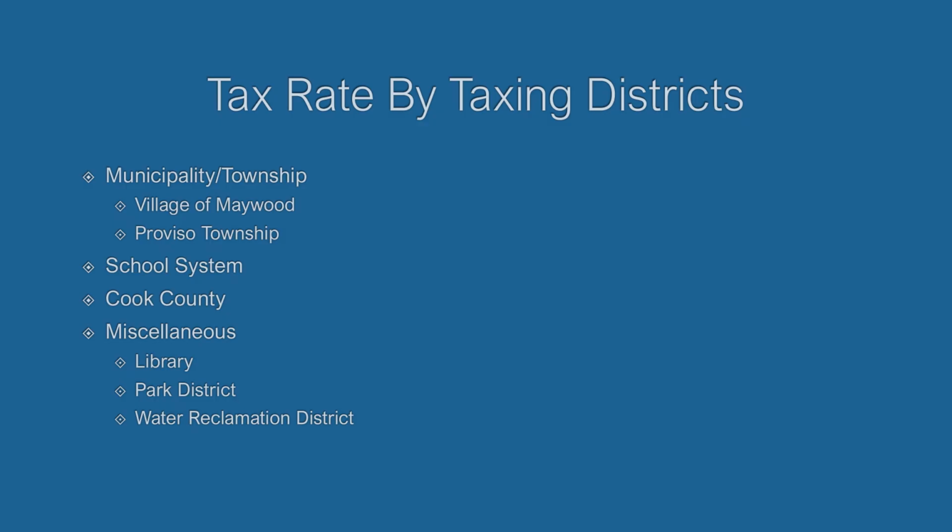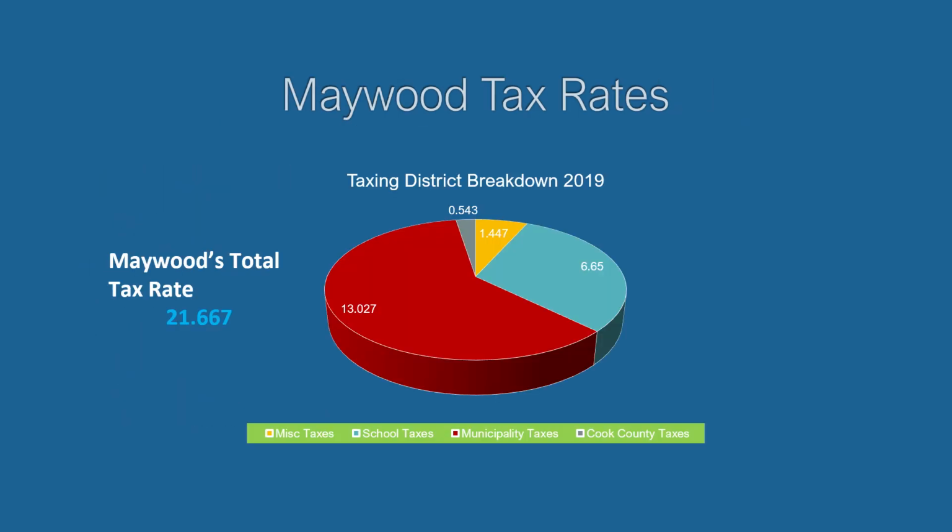Well, let's look and see how that pie is actually divvied up. So, Maywood's tax rate is 21.667, okay? Of that 21.667, 13 of it goes to just the municipality, meaning Maywood. Okay? The next highest expenditure goes to the schools. Okay, and you'll say, okay, well, what does that mean? Well, think about it like this. If you were going to go ahead and buy a large car, okay?